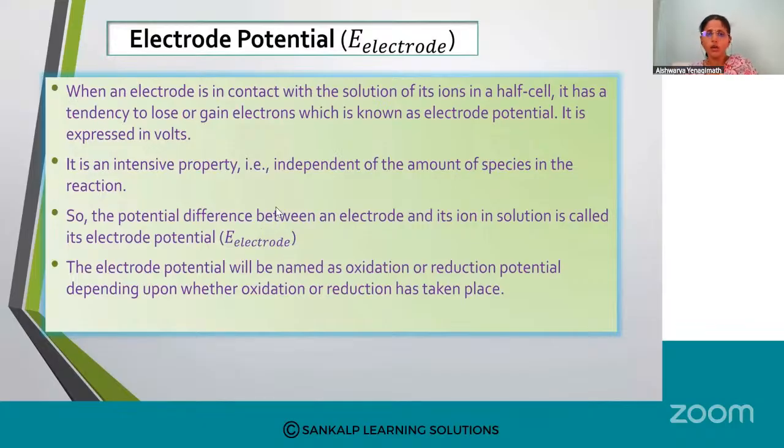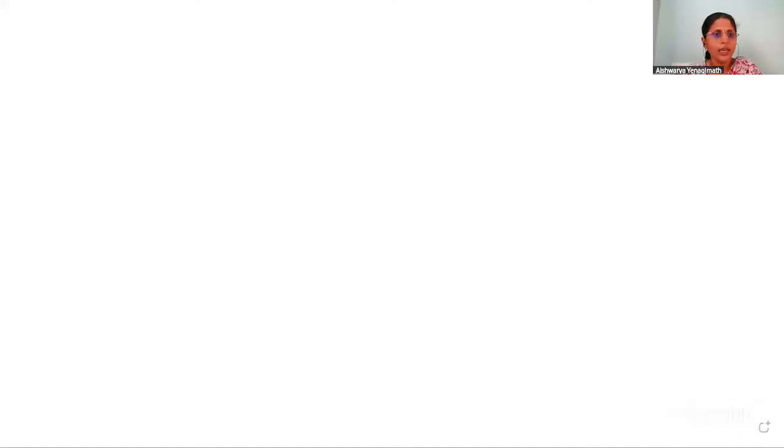Fine. So, consider the example of a Daniel cell. We have talked a lot about the Daniel cell. When we say Daniel cell, it is nothing but the zinc copper cell. When we take the zinc copper electrochemical cell, here you have the cathode electrode. The cathode electrode is copper.